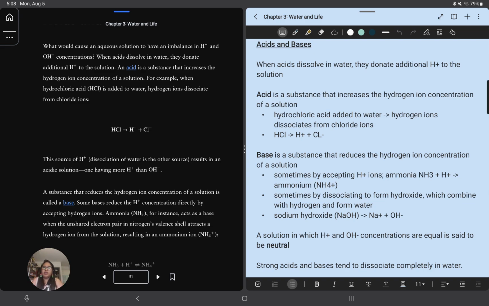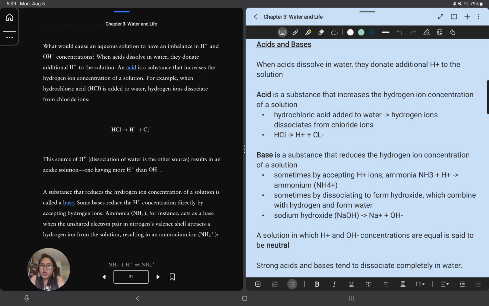What would cause an aqueous solution to have an imbalance of H plus and OH minus concentrations? When acids dissolve in water, they donate an additional hydrogen ion to the solution. An acid is a substance that increases the hydrogen ion concentration of a solution. For example, when hydrochloric acid is added to water, hydrogen ions dissociate from chloride ions.